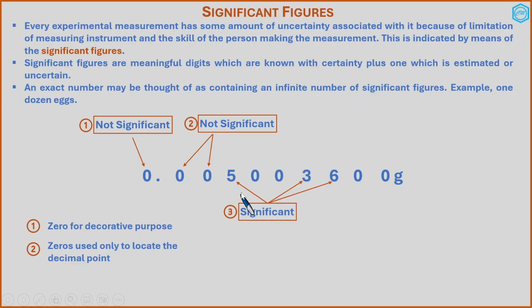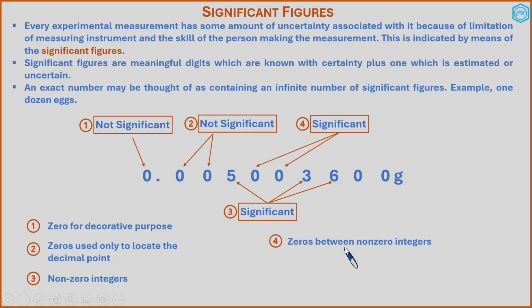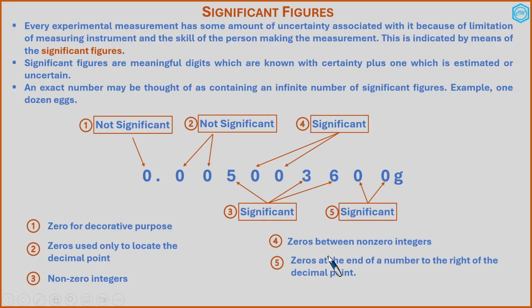These three digits are significant because they are non-zero integers. Now these two zeros are also significant because they are zeros between non-zero integers. And these two zeros are also significant because they are zeros at the end of the number towards the right of the decimal point. So for this measured quantity, altogether there will be 7 significant figures: 1, 2, 3, 4, 5, 6 and 7.